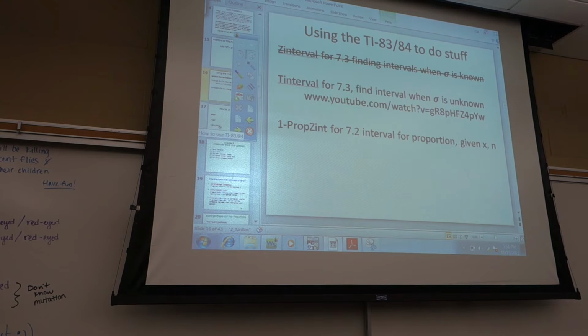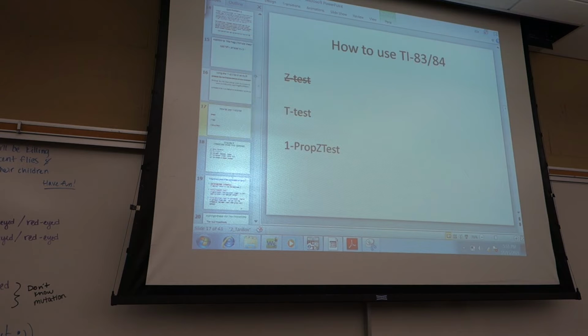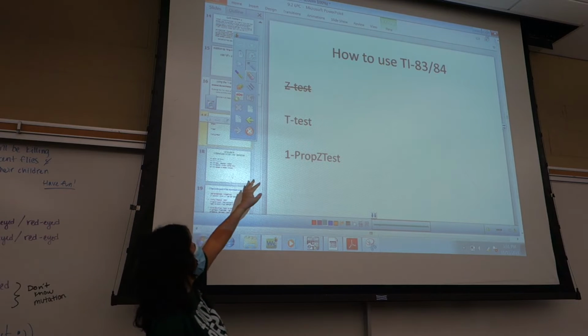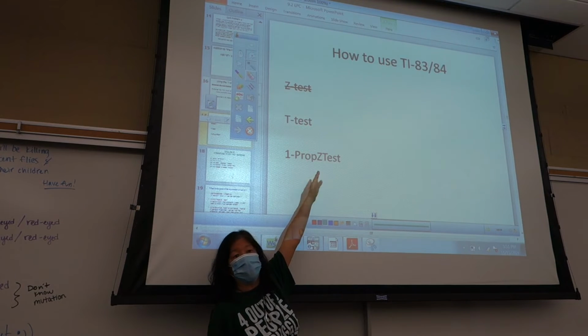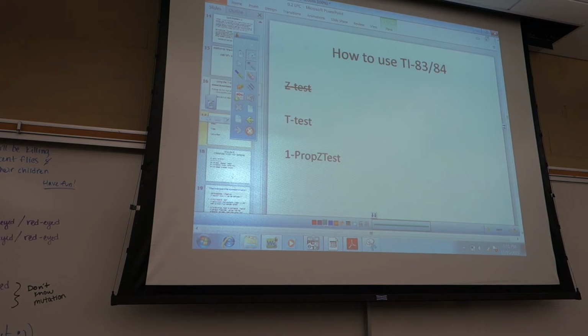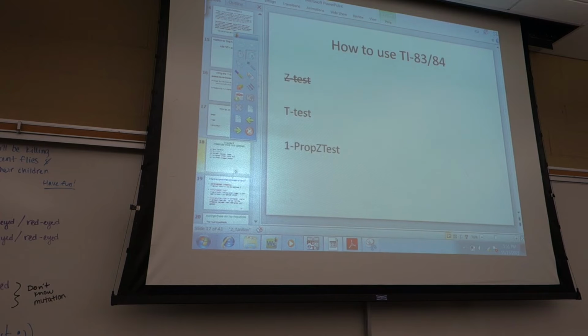The intervals are actually less useful for you because I'm going to make you find the margin of error anyway, so it's just easy to compute it. The tests, Ryan, so the t-test is a test for a mean. 1 prop z test is a test for a proportion. Good, again, no big surprises there. We went over those earlier. And now we're going to talk about chapter 9.